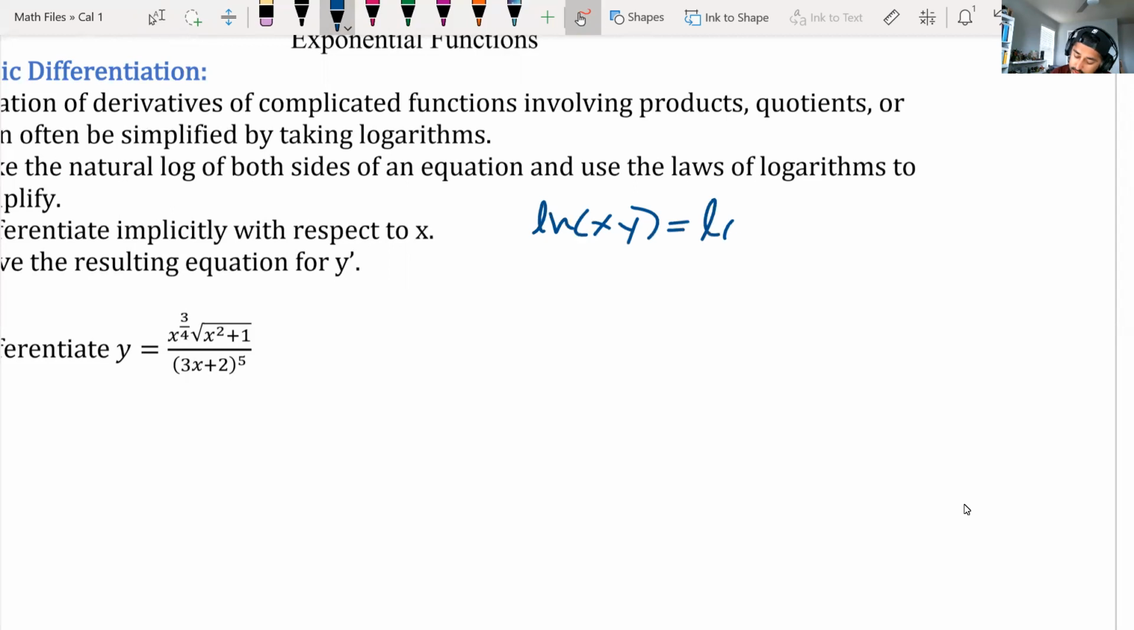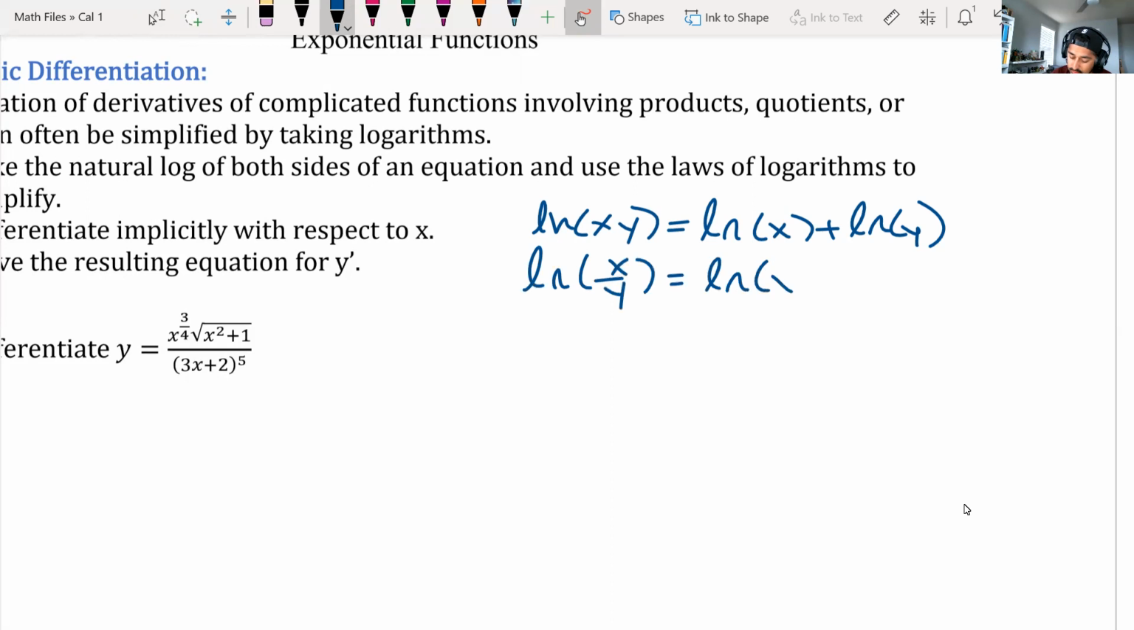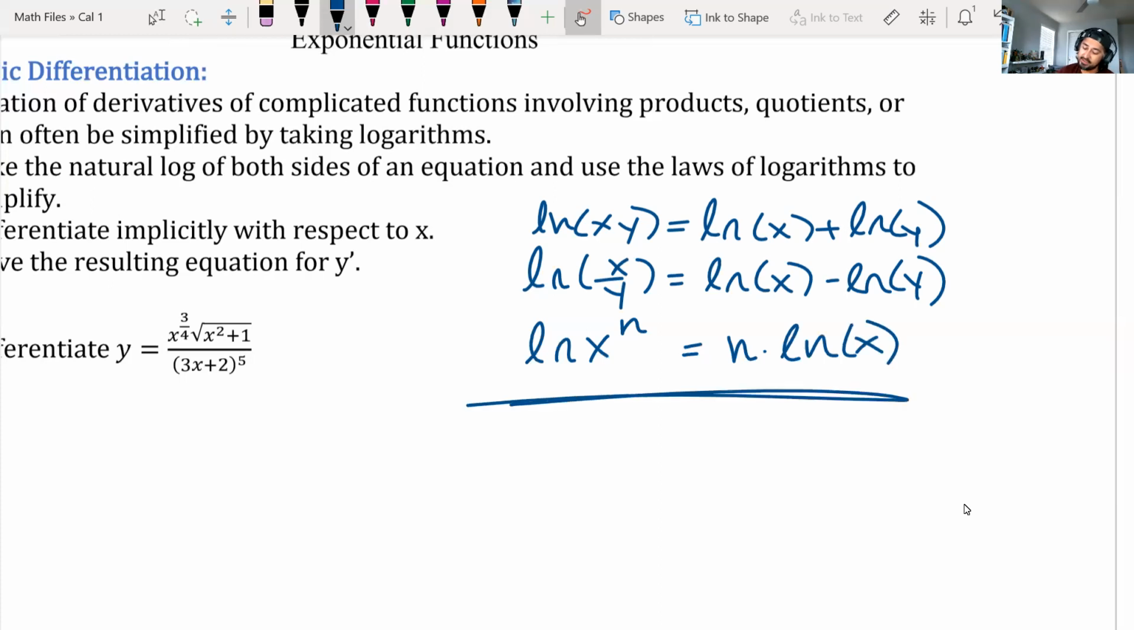Natural log xy gives me natural log x plus natural log y. Natural log x over y gives me natural log x minus natural log y. And then natural log x to the n gives me n times the natural log of x. Do not mistake the logarithmic power rule for the derivative power rule.